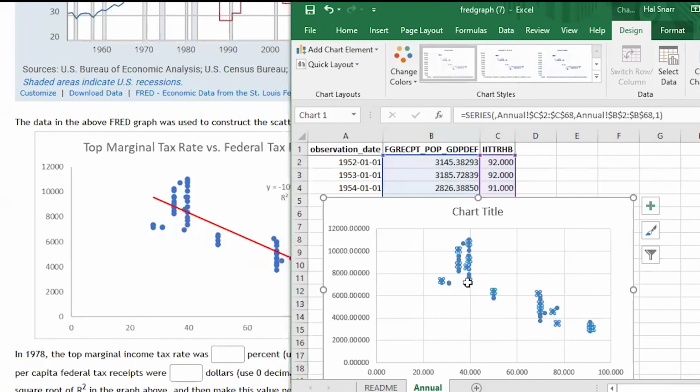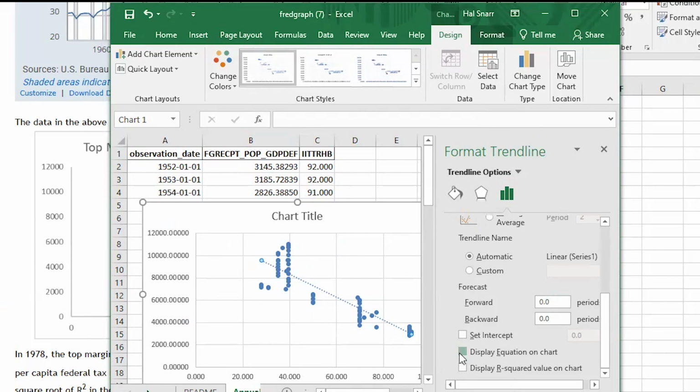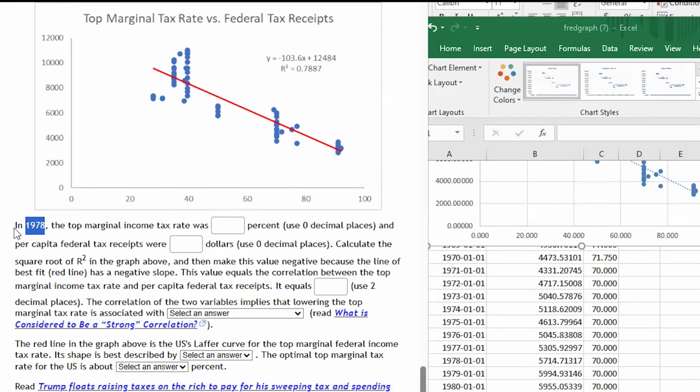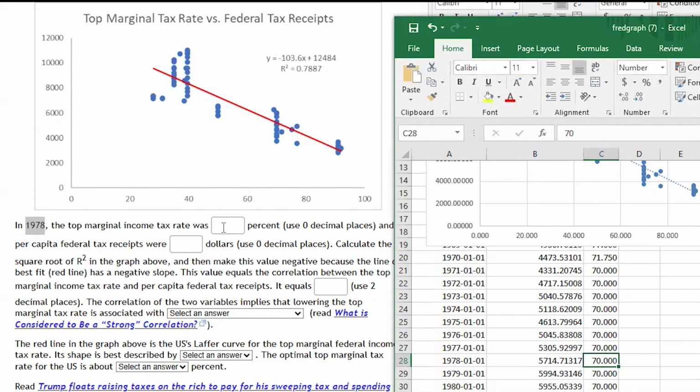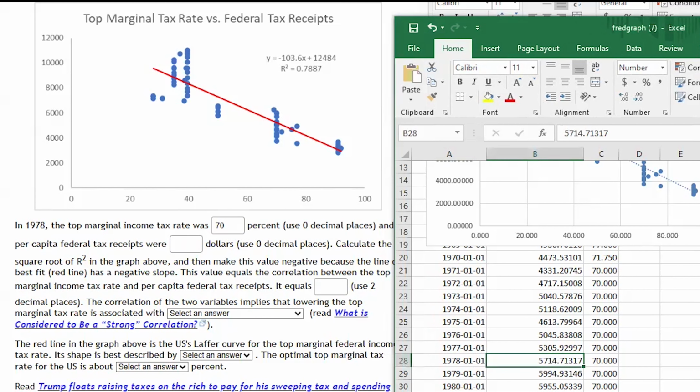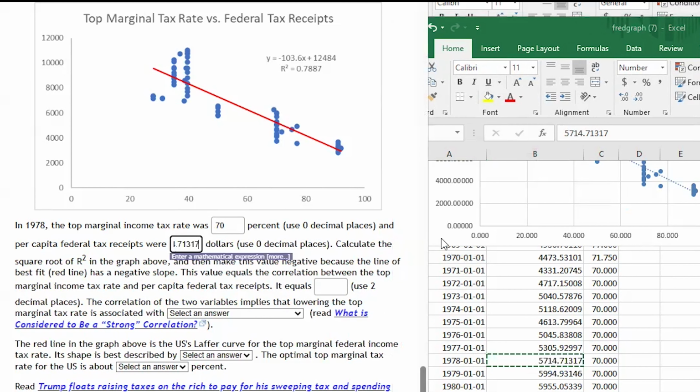And then we can right click, add a trend line, display equation, the R square. So the R square is quite high, 0.787. That means the variation in per capita federal tax receipts, 78.9% of that variation is explained by this linear model here. Your year might be different than mine. In 1978, the top marginal tax rate was 70%. And per capita tax receipts were what? 5,714. We're going to use 0 decimal places. So this 7 makes that 4 or 5.